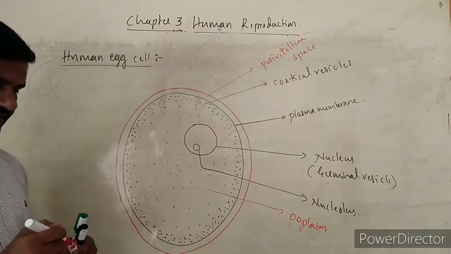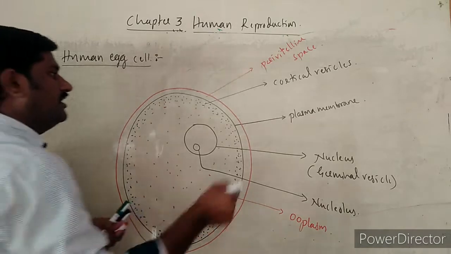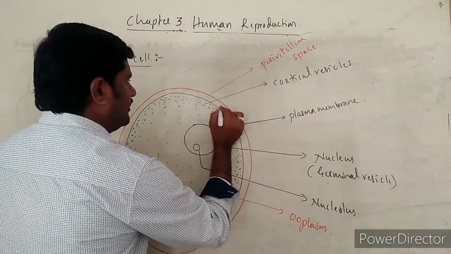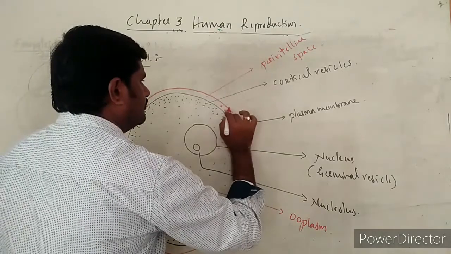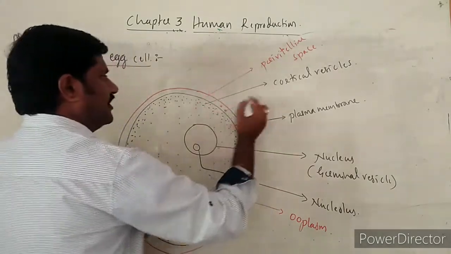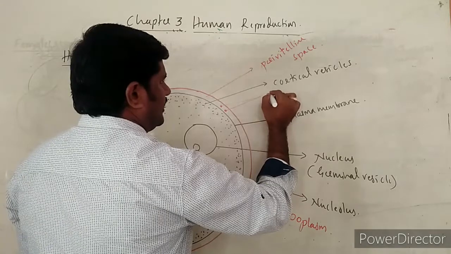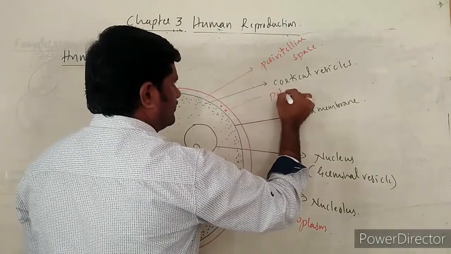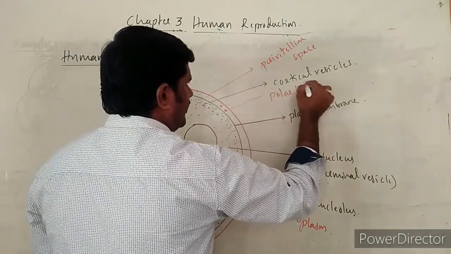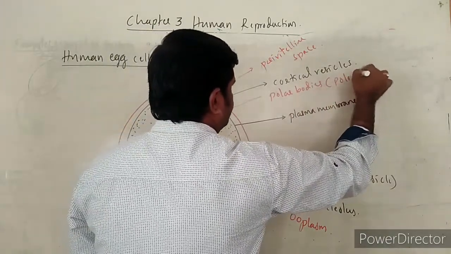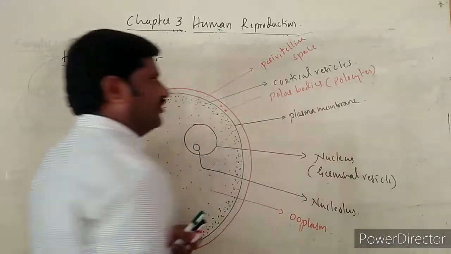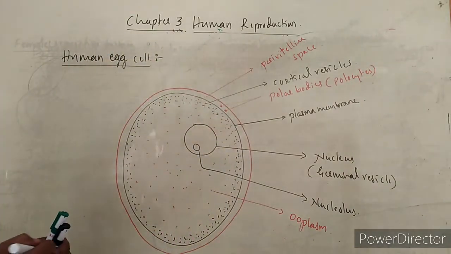Perivitelline space that you come across, and under this perivitelline space you come across two cells. What are these? First and second polar bodies. Polar bodies that you come across. They are also called polocytes.